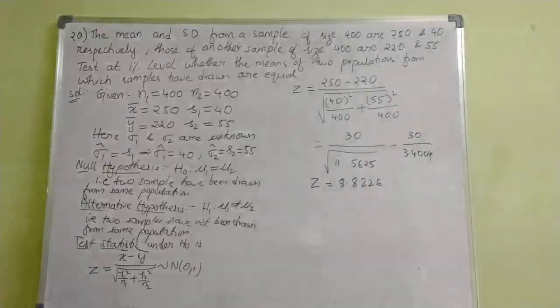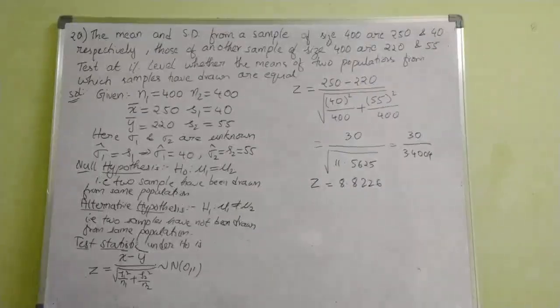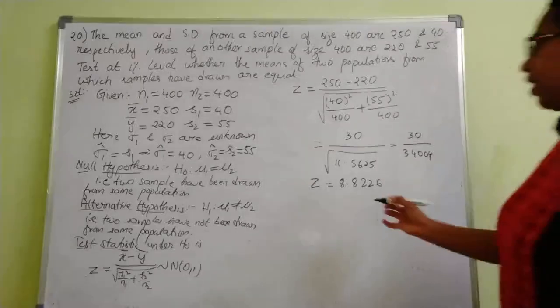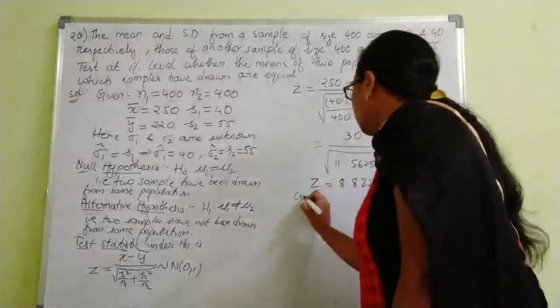Now check out the table value for this. At 1 percent and 2-tail, the table value is 2.58. So write down the conclusion.